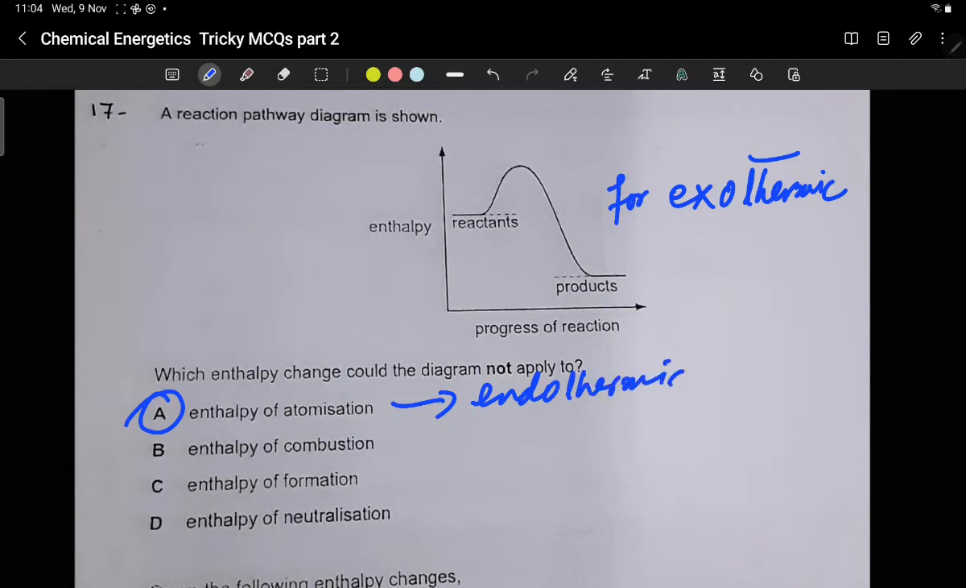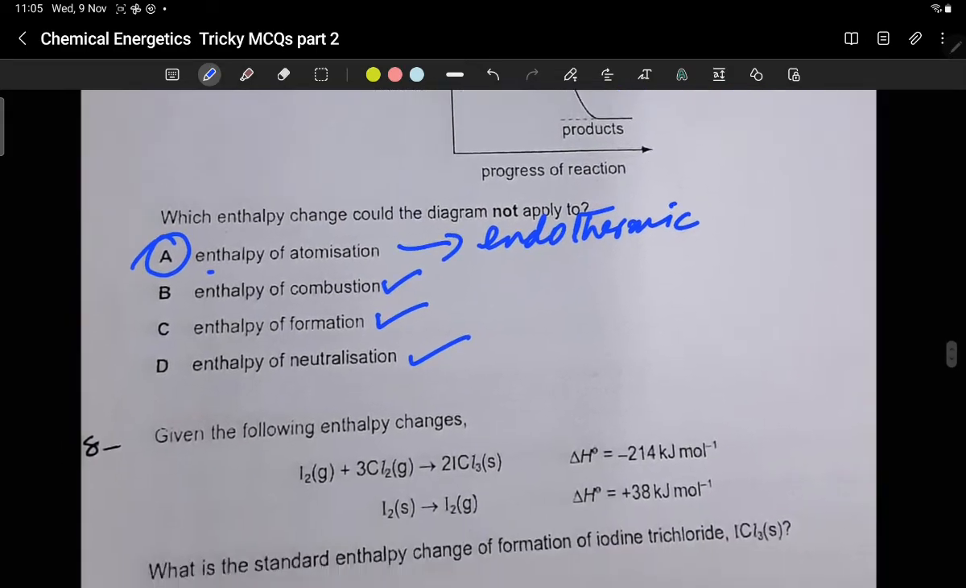And this profile diagram is for an exothermic reaction. Enthalpy change of combustion is there. Enthalpy change of formation can be negative. Enthalpy change of neutralization is also exothermic. So which enthalpy change could the diagram not apply to? So this is for enthalpy change of atomization.